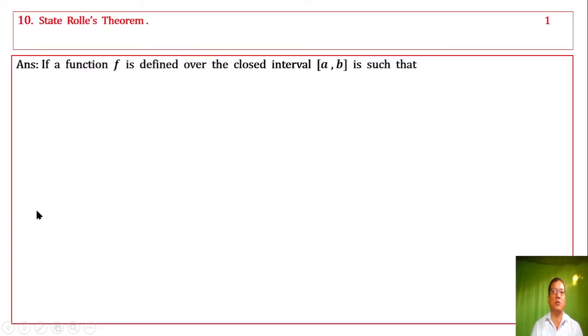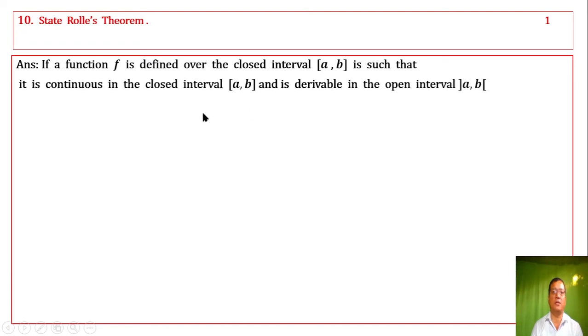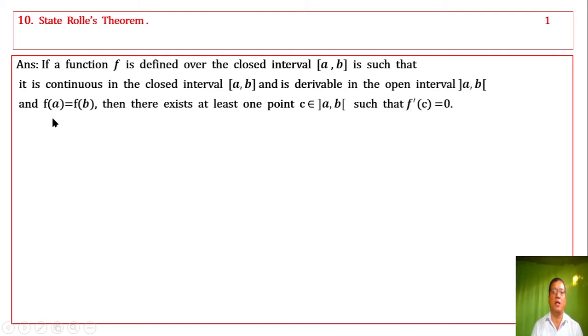State Rolle's theorem. If a function f defined over the closed interval [a, b] is such that it is continuous in the closed interval [a, b] and is derivable in the open interval (a, b), and f of a equal to f of b, then there exists at least one point c belonging to the open interval (a, b) such that f dash of c equal to 0.